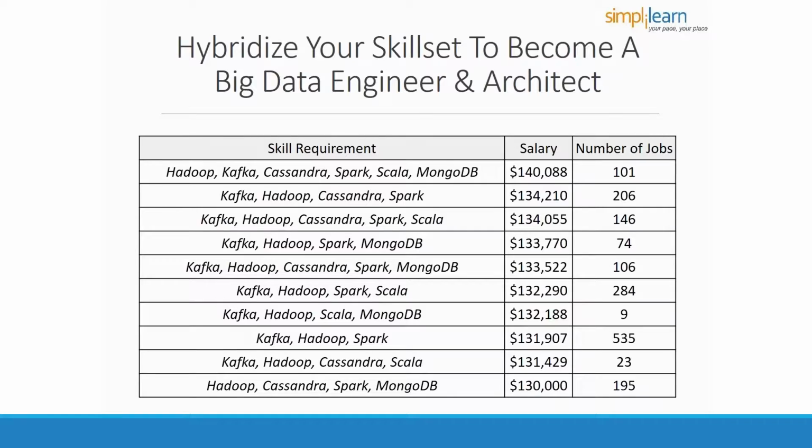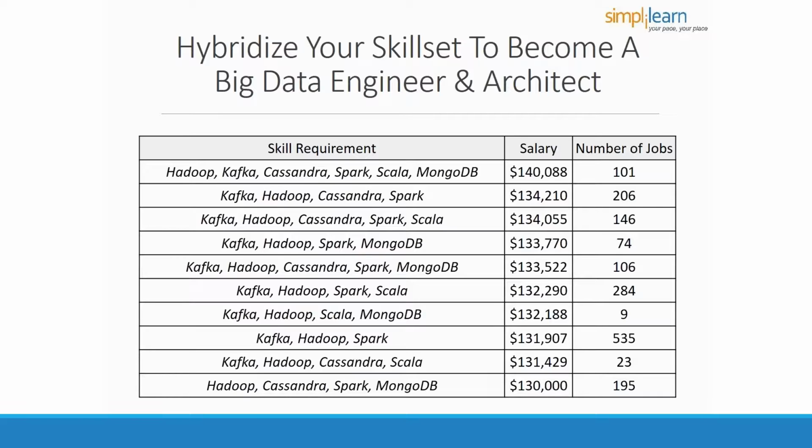I'll just take you through a few more because you can look and see for yourself what you're interested in. But Kafka, Hadoop, Cassandra, Spark, and MongoDB, a position that requires all of those skills. There's 106 of them, and they're averaging out at salaries of about $133,000 per year.